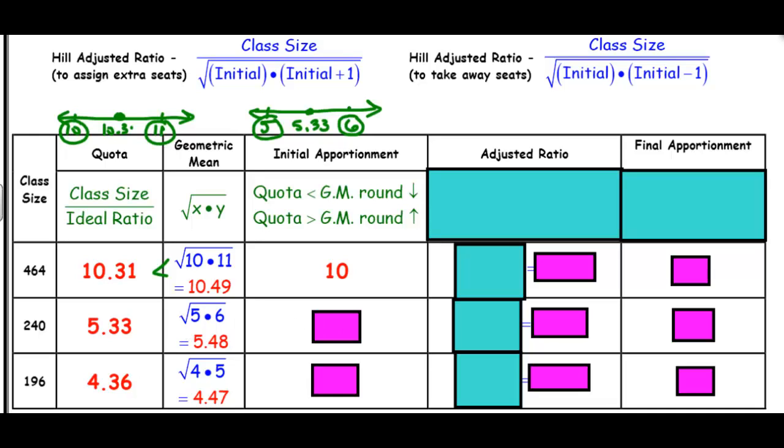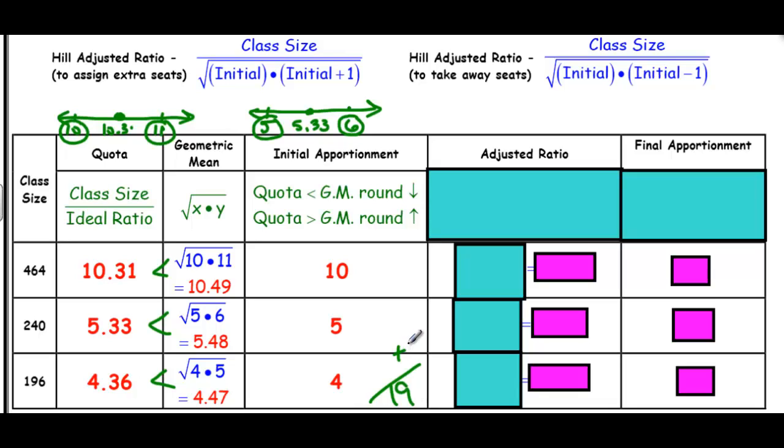Alright, so again, let's talk about 5.33. That is less than 5.48. So again, the quota is less than the geometric mean. So between 5 and 6, my lower one, if I'm rounding down, would be 5. And the last one here, I have 4.36 and 4.47. So again, my quota is less than my geometric mean, and so I would round this down to 4. Alright, so from here, add these up, we get 19.